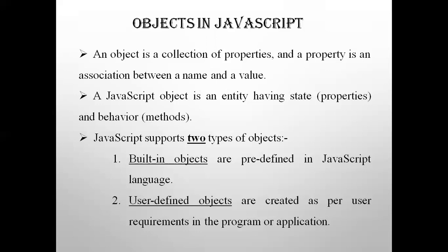Let's take an example of a car object. A car has properties like name, model, weight, color, etc. And it has methods like start, stop, brake, etc. The name, model, weight, and color are all the properties, the features. Methods will be like when you start, when you stop, brake, etc.